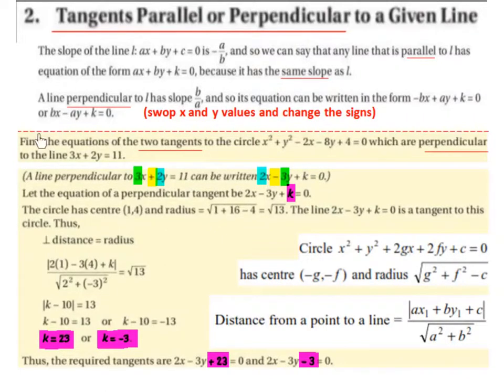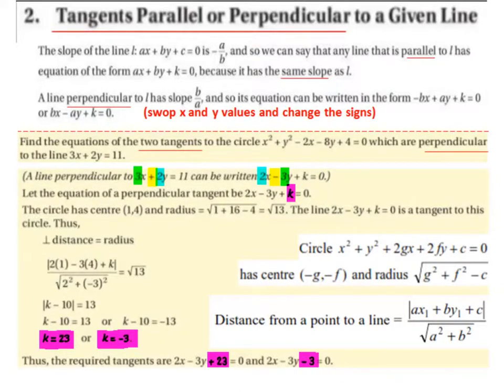So the question says, find the equations of the two tangents to the circle x squared plus y squared minus 2x minus 8y plus 4 is equal to 0, which are perpendicular, so meet at right angles, 90-degree angles, to the line 3x plus 2y equals 11. So, a line perpendicular to 3x plus 2y is equal to 11 can be written as 2x minus 3y plus k is equal to 0.